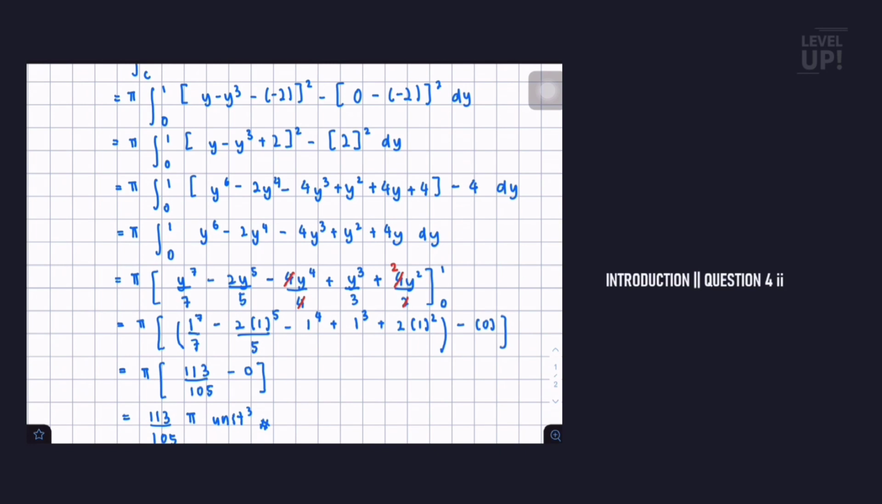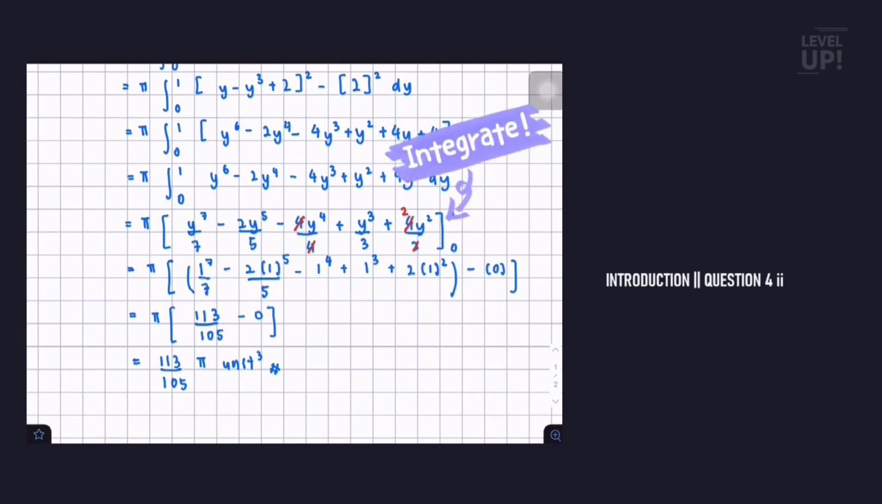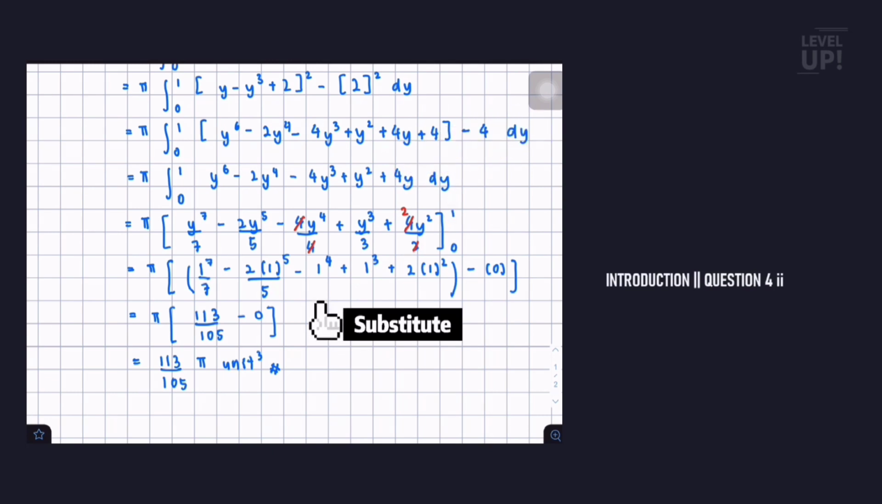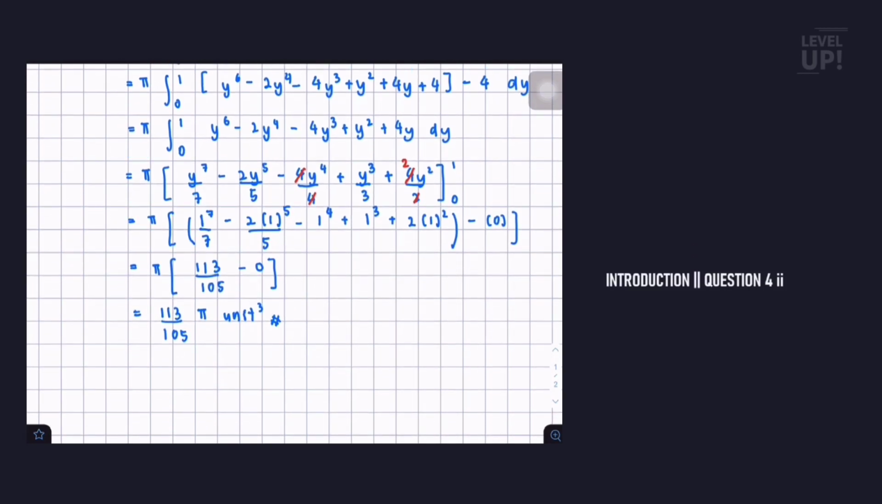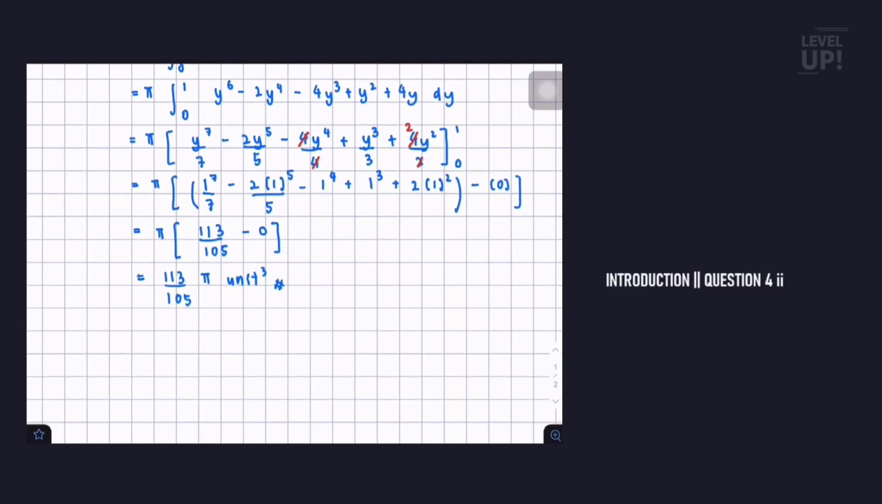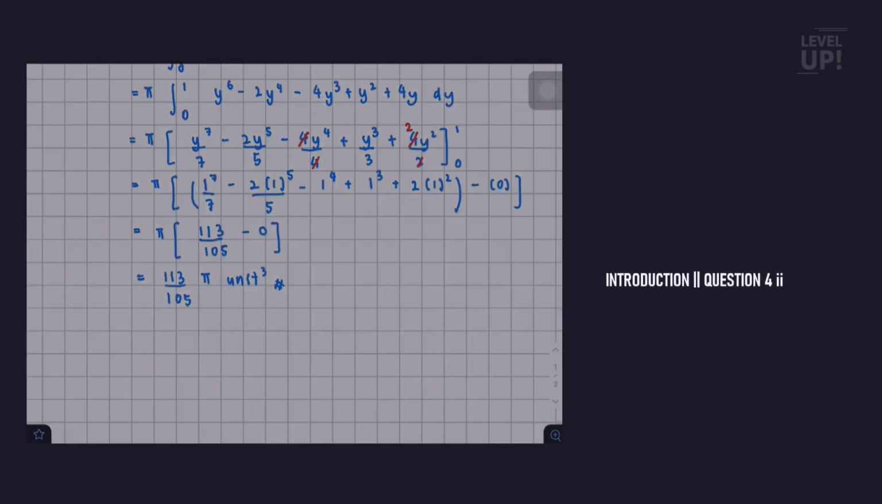And then we will simplify everything and then we will integrate. We will get this. After we simplify, we will substitute the upper and lower boundaries, where the upper boundary is 1 and the lower boundary is 0. So when we substitute everything, we will get 113 over 105 minus 0. So the volume of the shaded region is 113 over 105 pi unit cube.